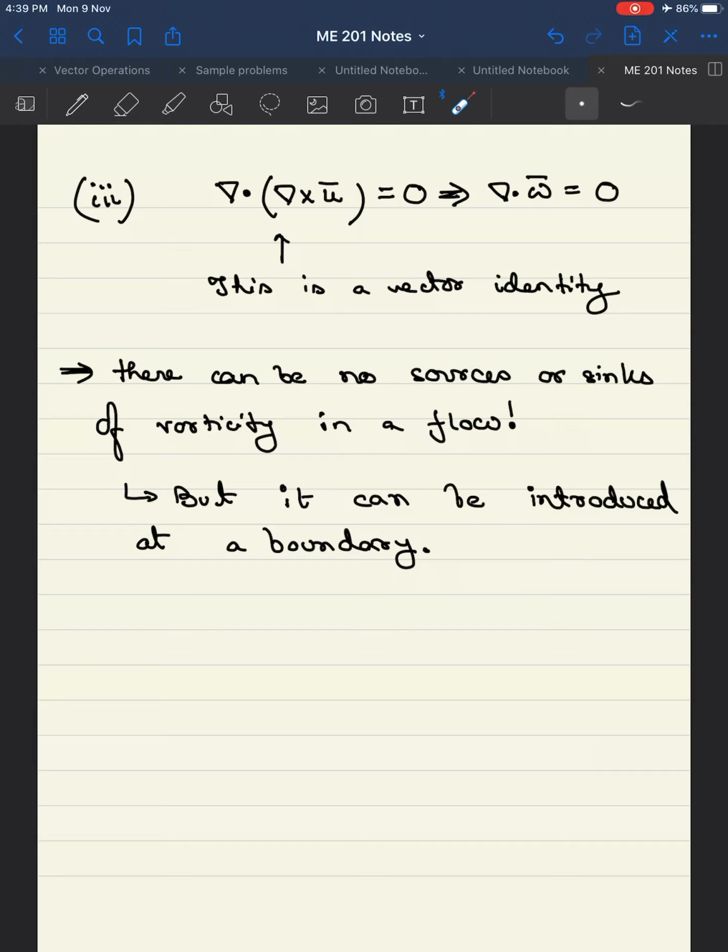Okay, so we'll just stop this lecture right now, and then we'll carry on with the vorticity part again in the next part.